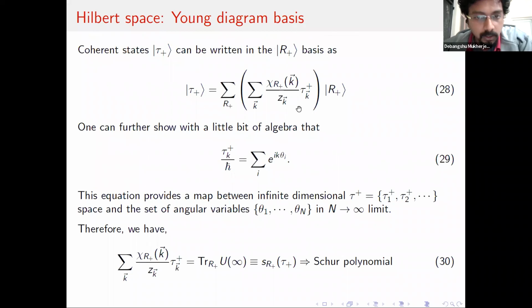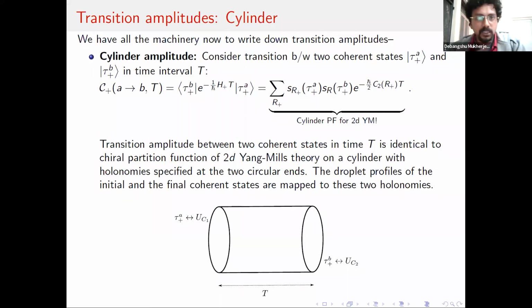So we have all the machinery ready, and now we can begin writing down our various observables and amplitudes for the 2D Yang-Mills. First, let us consider, if you recall, in the first slide I showed a picture. I gave an expression for 2D Yang-Mills on a closed Riemann surface with genus G.